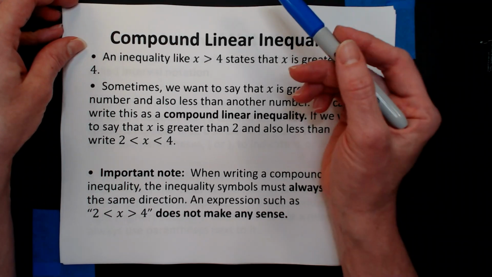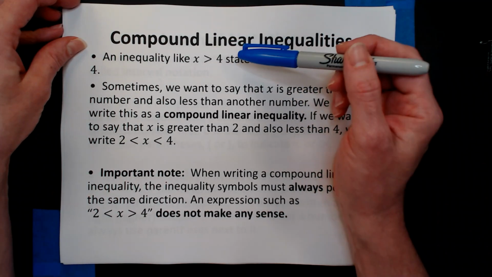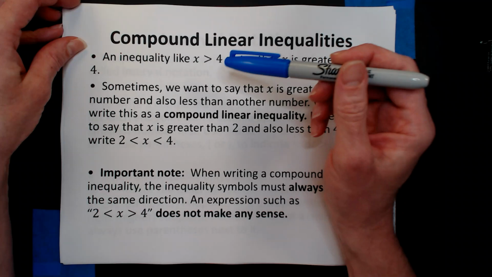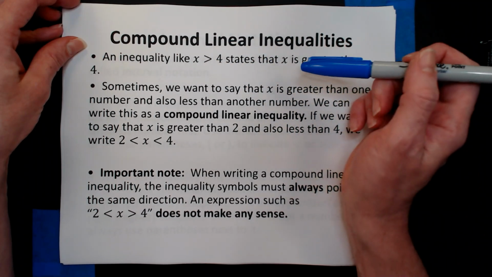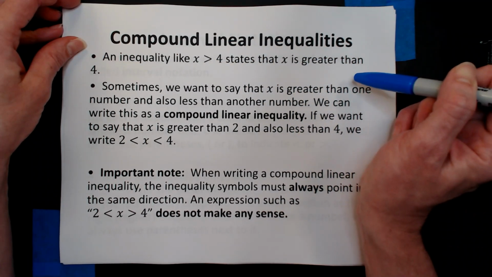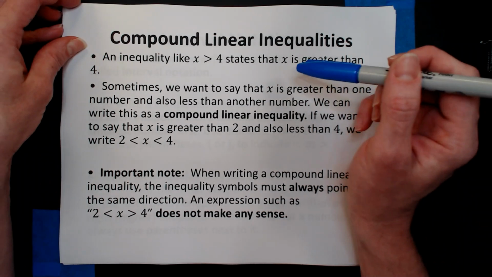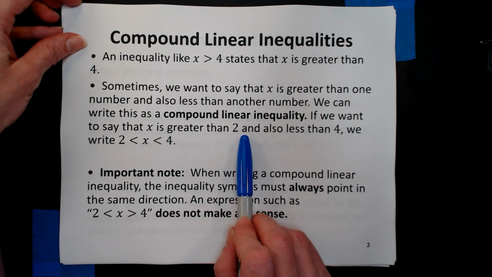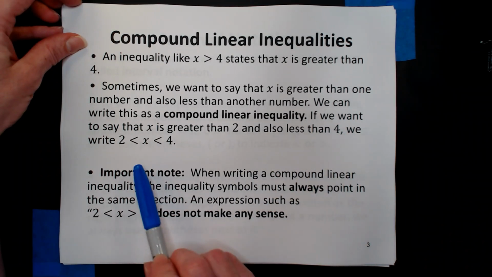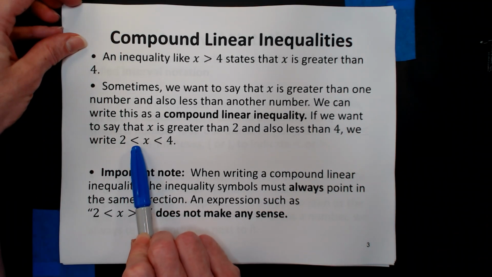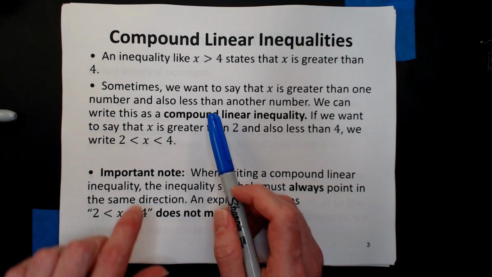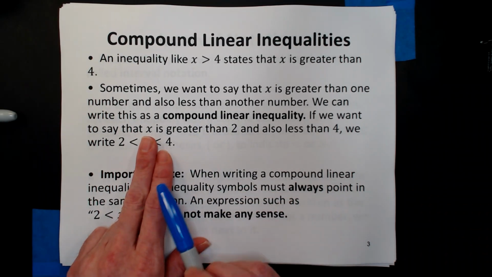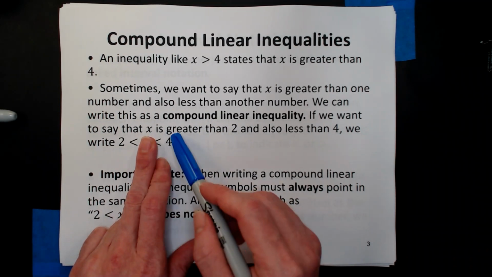Alright, compound linear inequalities. A linear inequality like x is greater than 4 states that x is greater than 4. Sometimes we want to say that x is greater than one number and is also less than another number. We can write this as a compound linear inequality. If we want to say that x is greater than 2 and also is less than 4, then we write 2 is less than x, which is less than 4. Remember, this should always make sense if you remove the center portion: 2 is less than 4.